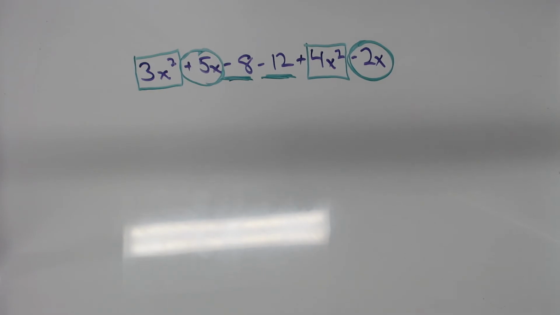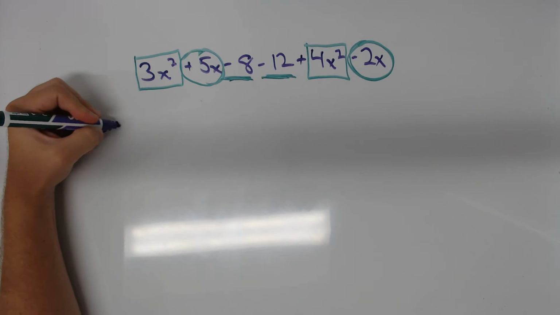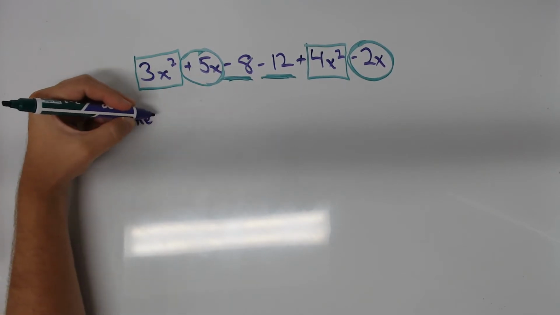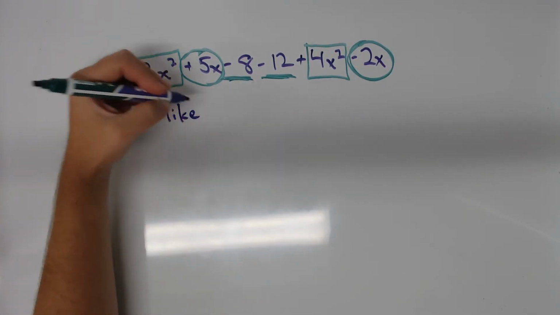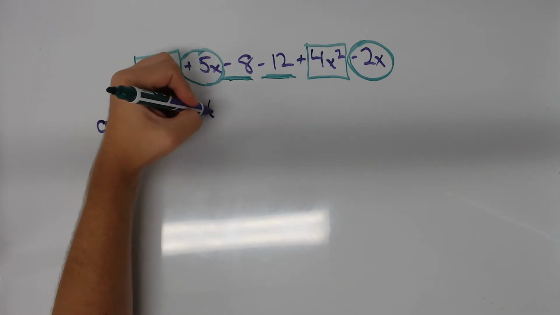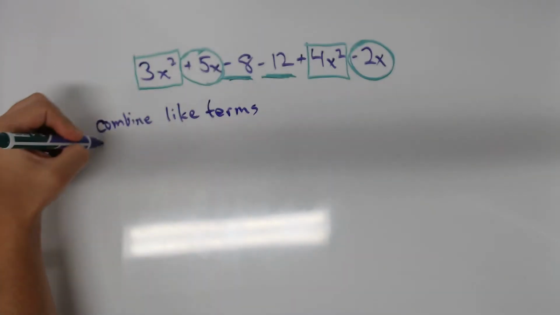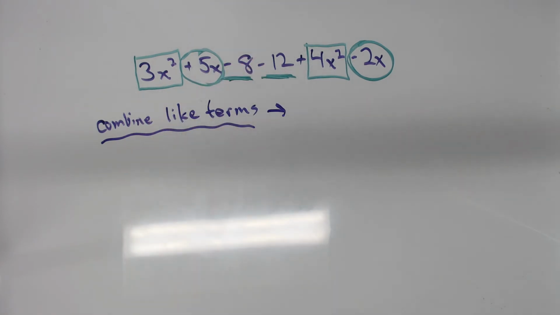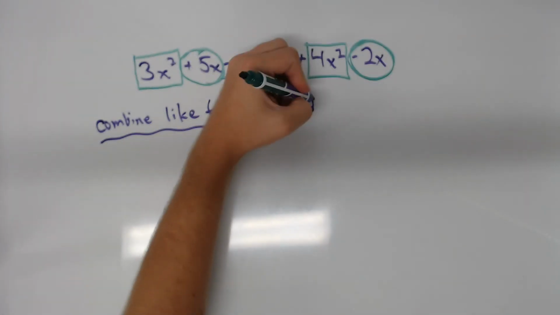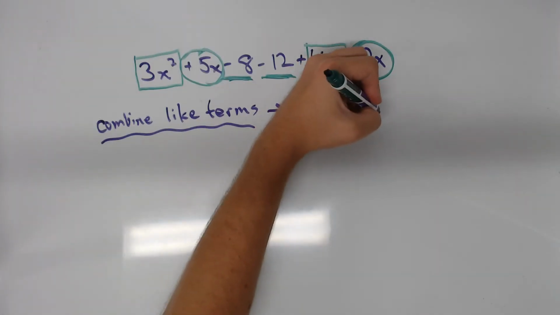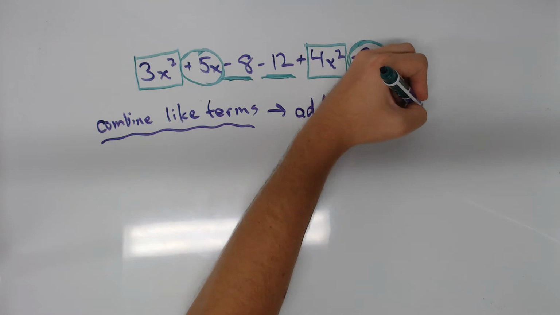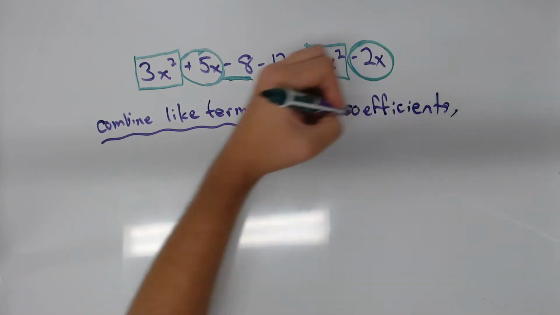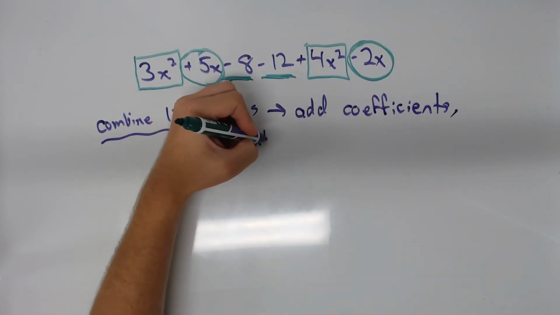So the next example is combining like terms. And when you combine like terms, the rule is add the numbers together, the coefficients, and leave the variable part alone. So combine like terms is a really common phrase we'll use. This is add coefficients of your like terms, but don't change variable part.